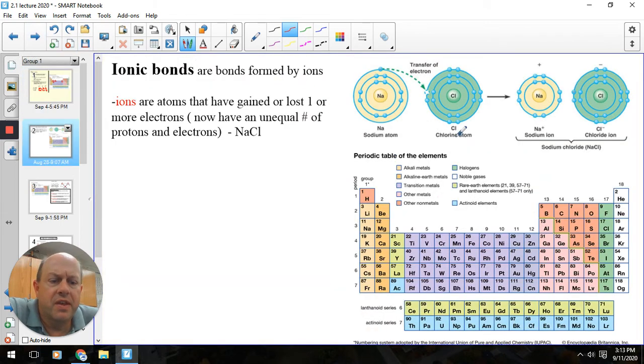The thing is, if we're limited to just elements, that limits us to only about 100 substances on Earth. But we want way more than that, so we've got to glue them together. One type of glue is what we would call ionic bonding. Ionic bonds are formed by ions, and that's when we have gained or lost electrons. Ultimately, all elements want to be like these guys over here.